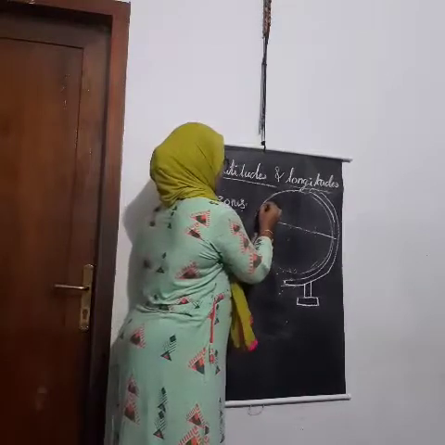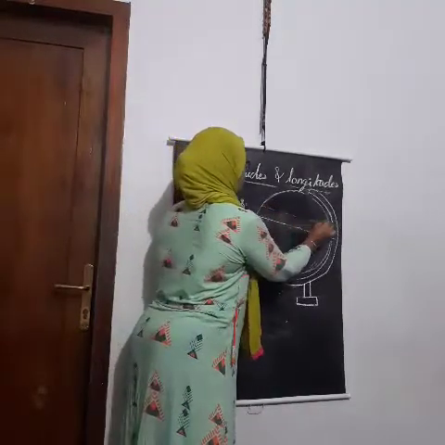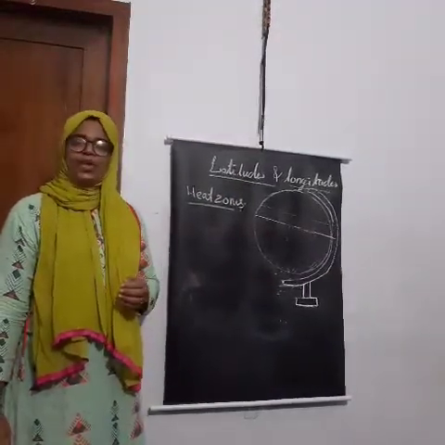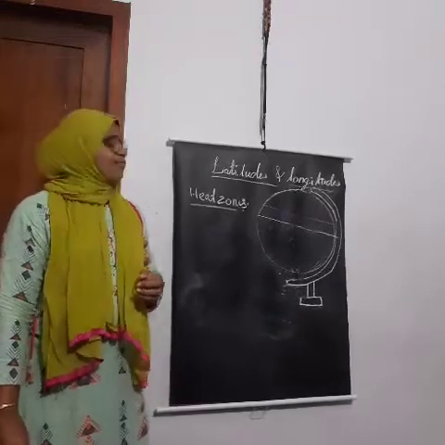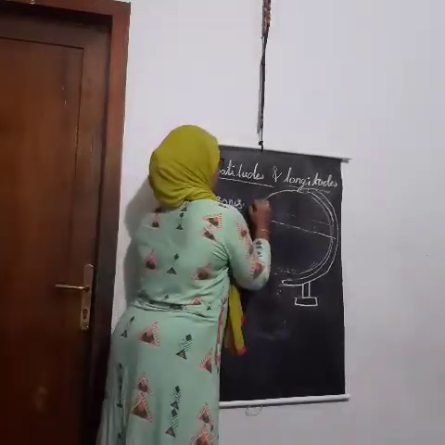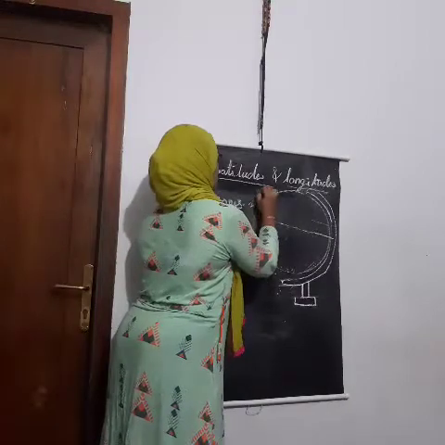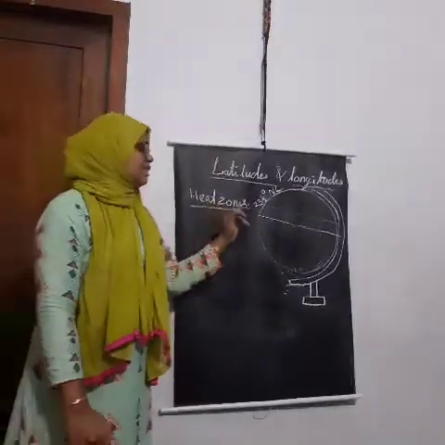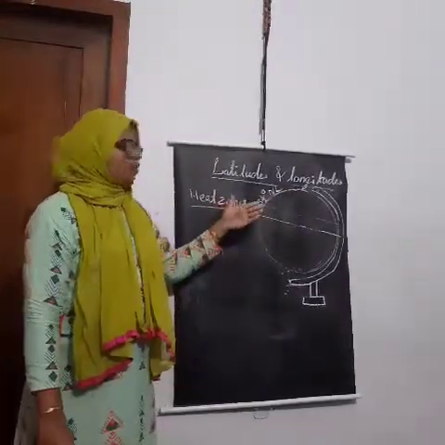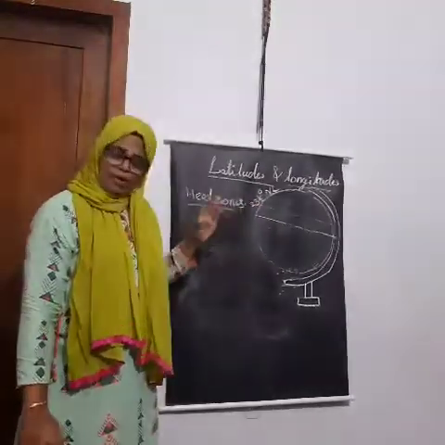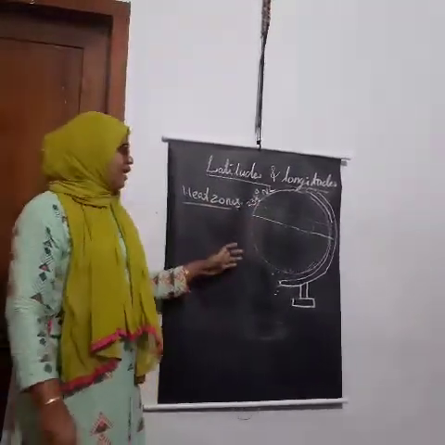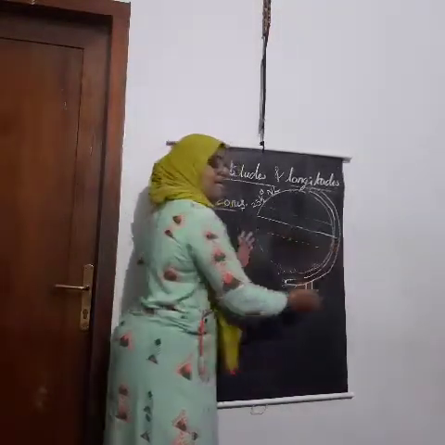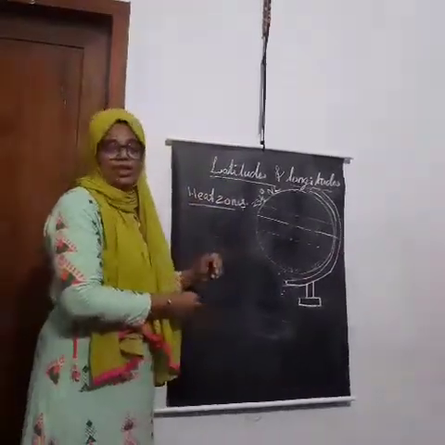So here is one important latitude with 23.5 degree north latitude. How much degree north latitude? 23.5 degree north latitude. Listen very carefully. 23.5 degree N means positive 23.5 degree north latitude. And on the contrary, on the opposite side, there is another parallel latitude, that is 23.5 degree south latitude. It will be minus 23.5.